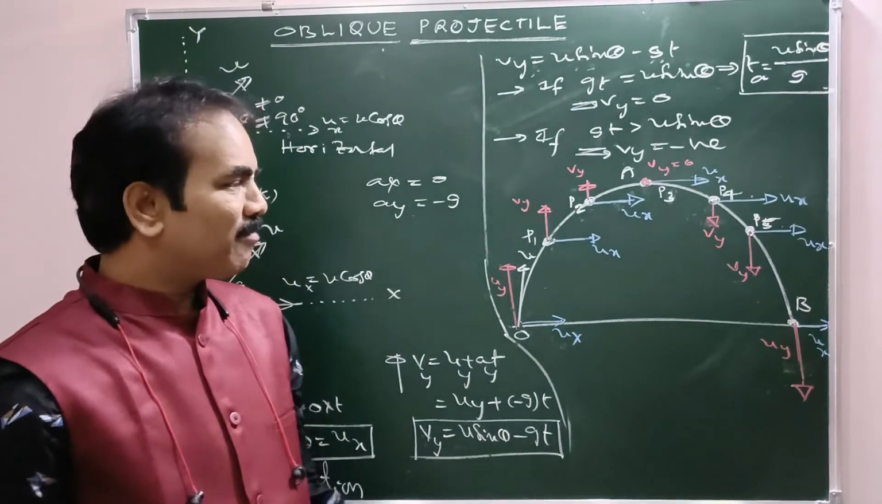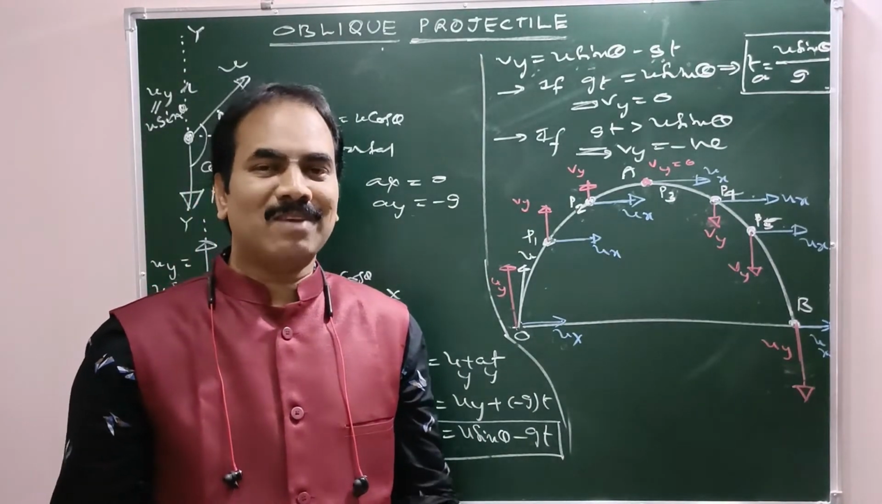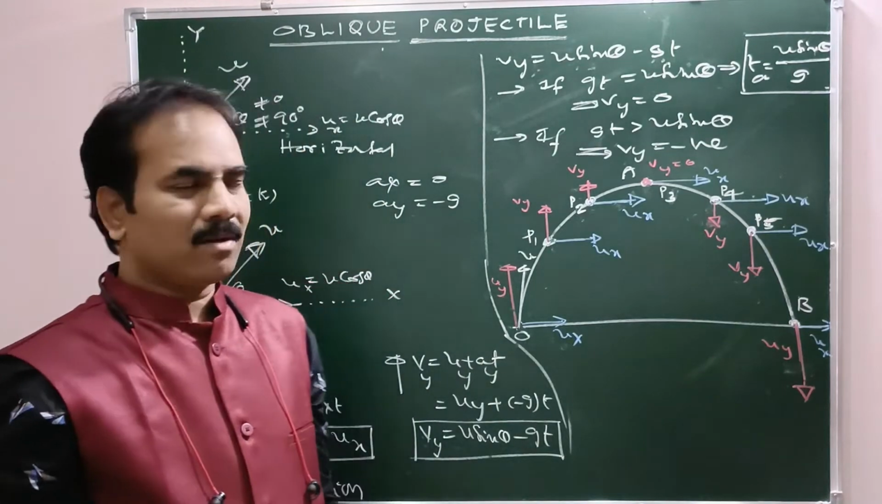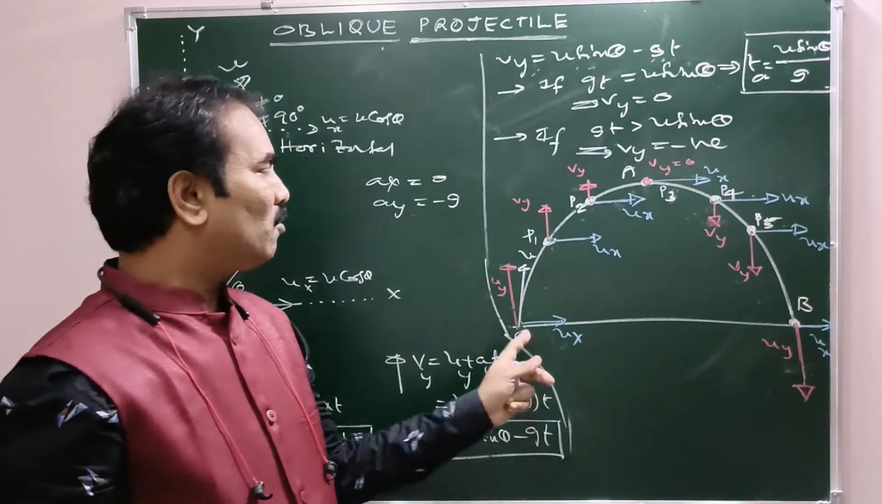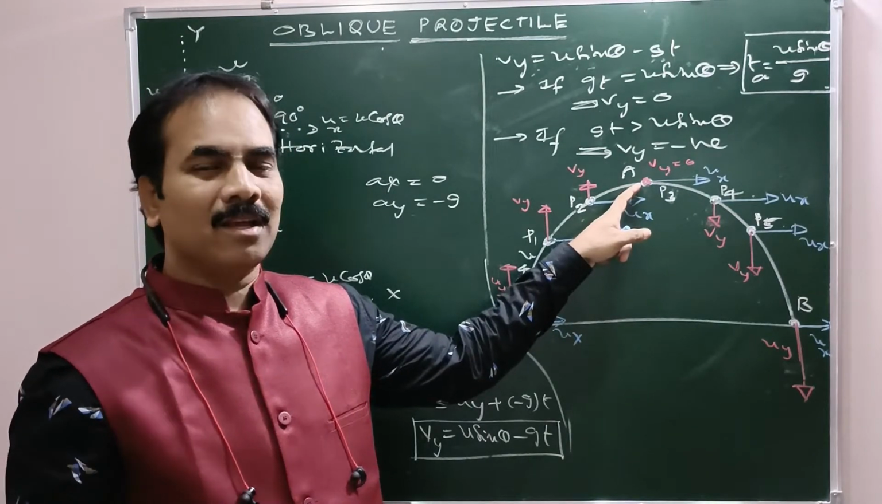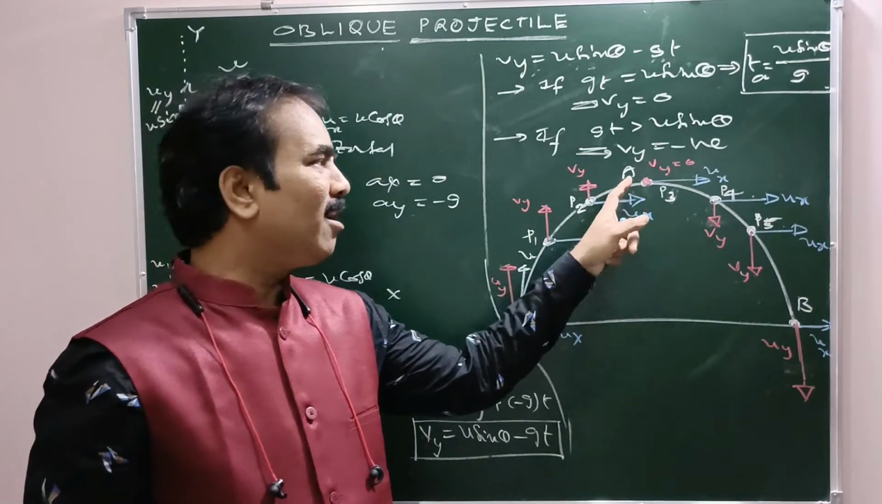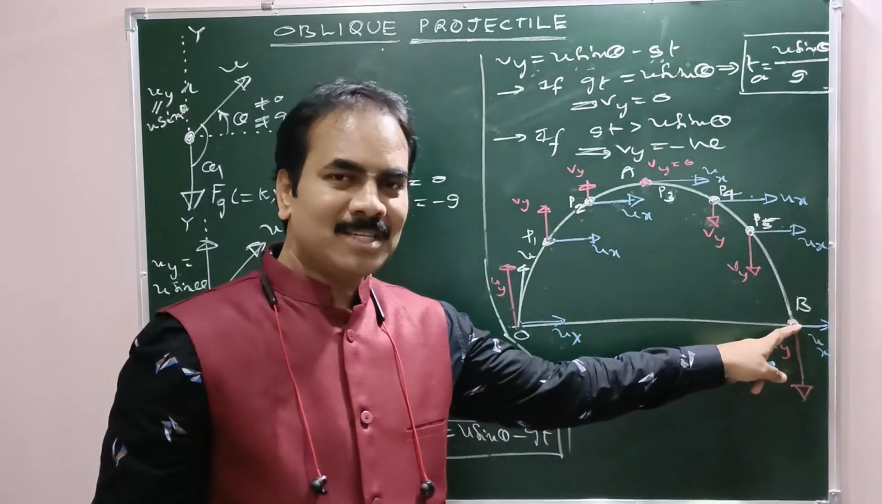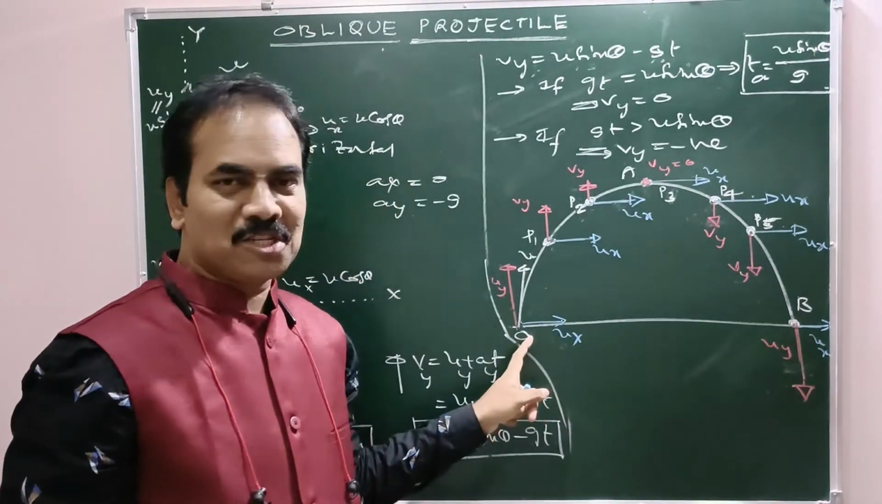So Ux remains the same both in magnitude as well as direction. So horizontal motion is uniform motion, but vertical motion up to the highest point is equivalent to a body projected vertically upwards, meaning it gets uniformly retarded, beyond the highest point until it reaches a point which is at the same level as that of the point of projection.